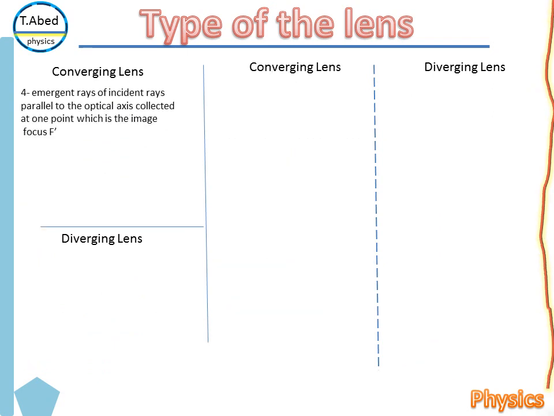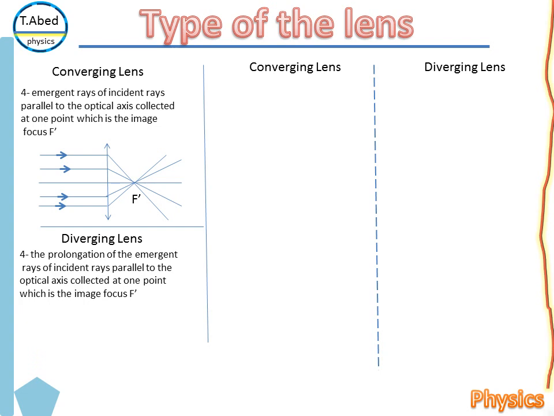الطريقة الرابعة in case of converging lens the emergent rays of incident rays parallel to the optical axis collected at one point which is the image focus f prime. إذا أخذنا example عندي converging lens في عندي incident rays كلهم parallel to the optical axis. emergent ray لكل ray بيتجمعوا at one point. هاي البوينت بنسميها ال f prime اللي هي ال image focus of the lens.